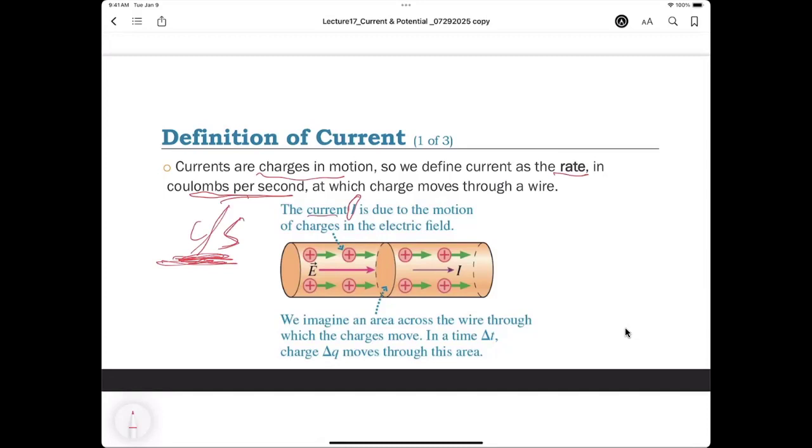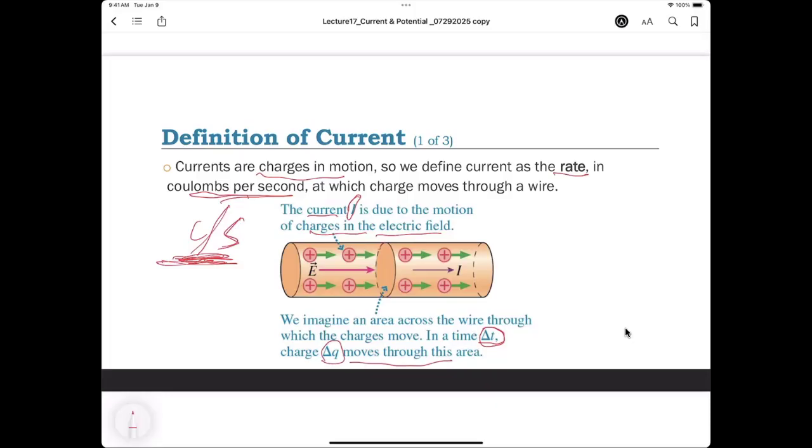The current I is due to the motion of charges in the electric field. We imagine an area across the wire through which the charges move. In a small time, delta t, a charge delta q moves through this area.